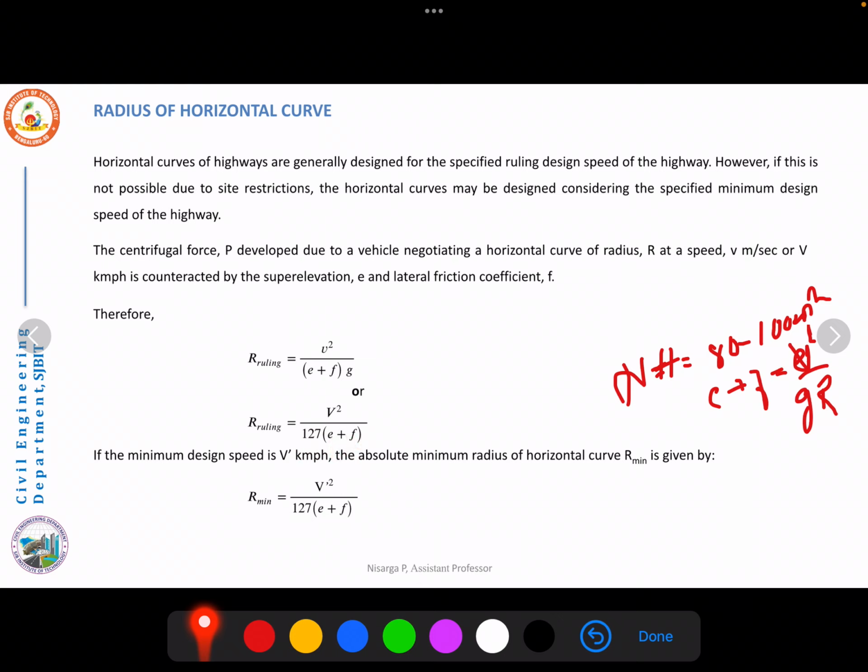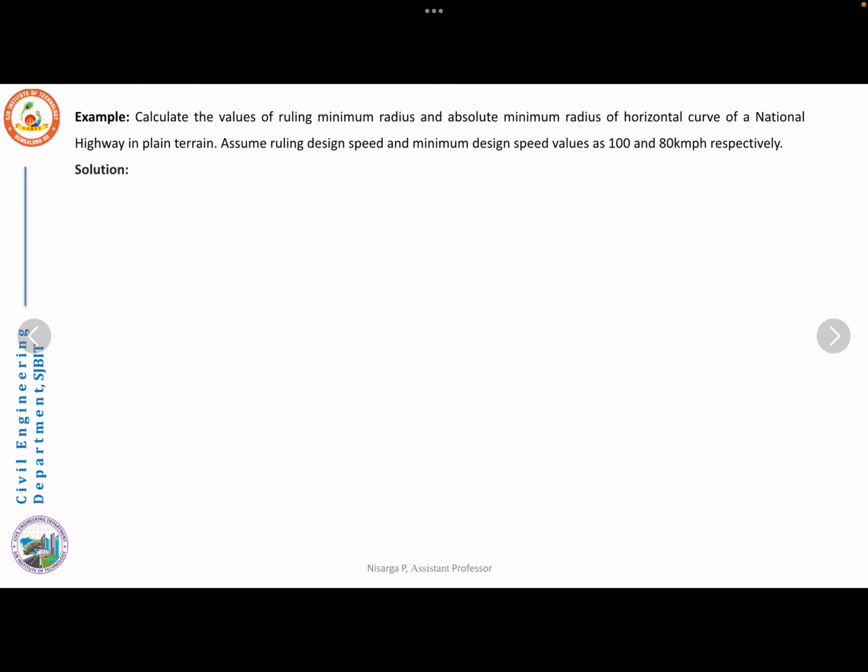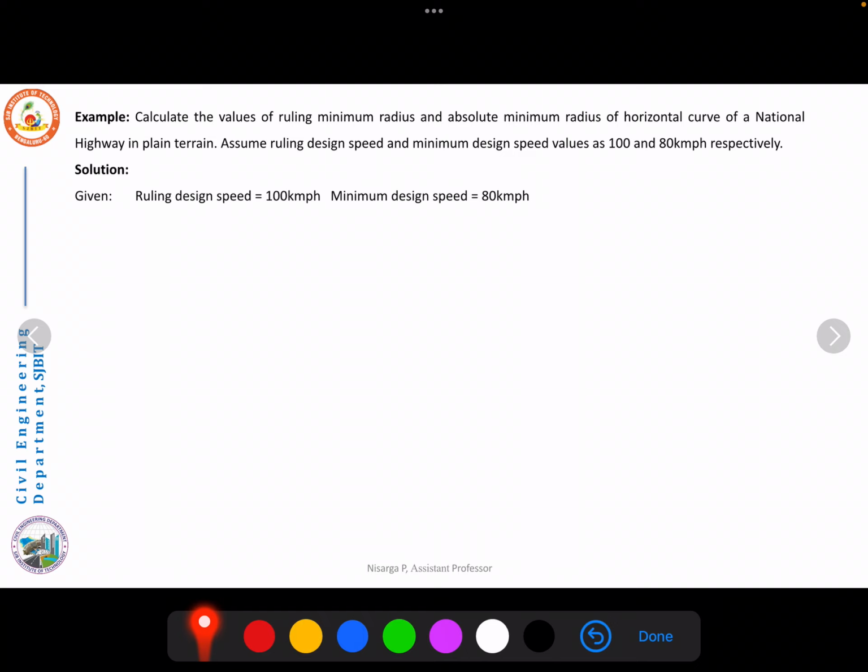Whenever it is not possible to provide for the ruling speed, we consider the minimum design speed, and we find the absolute minimum radius of the horizontal curve, which is given by V dash squared divided by 127 (E plus F). Here V dash is the minimum speed on that particular highway. Like this we can find the radius of the horizontal curve required.